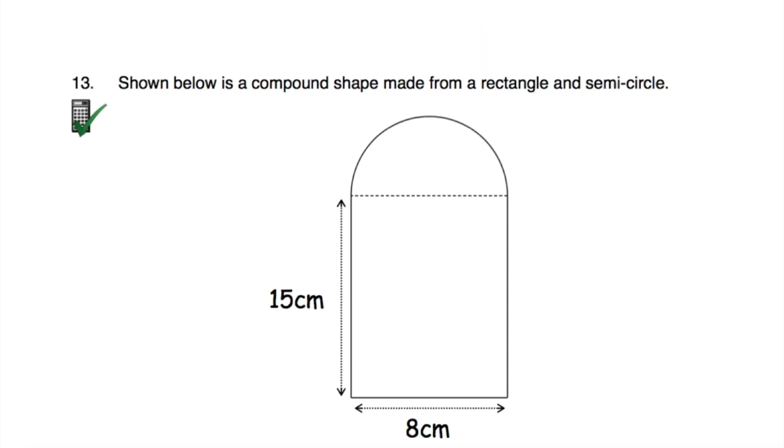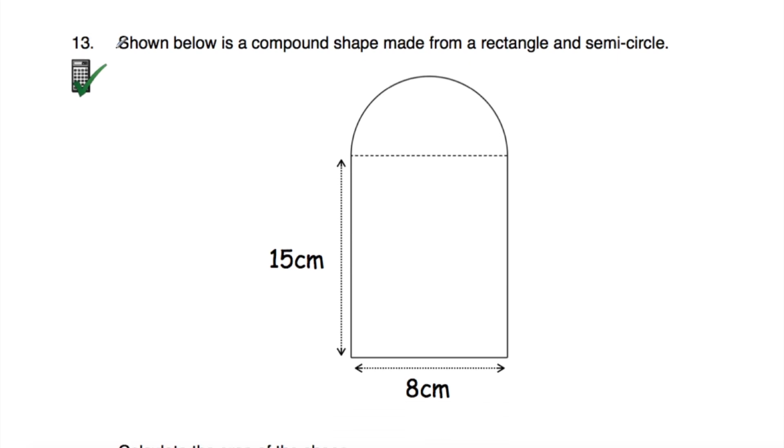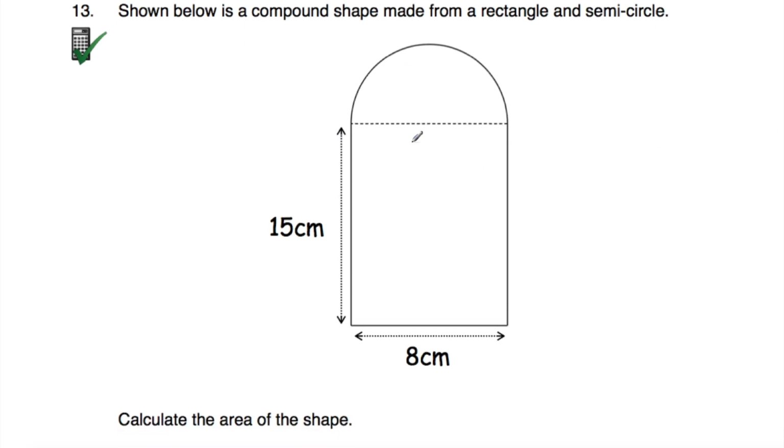Okay, let's have a look at our next question, question number 13. Question number 13 says, shown below is a compound shape made from a rectangle and a semicircle. So we've got this rectangle and we've got the semicircle, and we want to find the area of the shape. So we want to find the area of this shape. So we're going to find the area of the rectangle, and we're going to find the area of the semicircle, and then add them together.